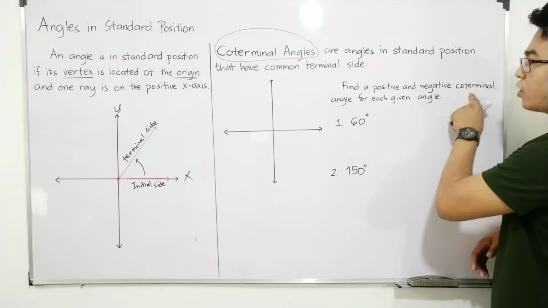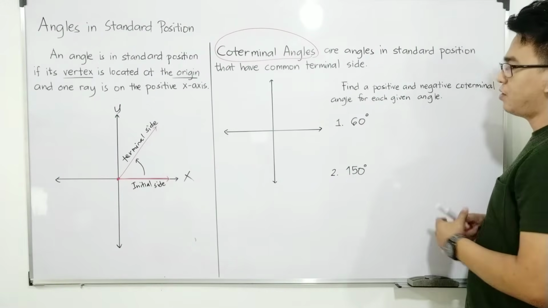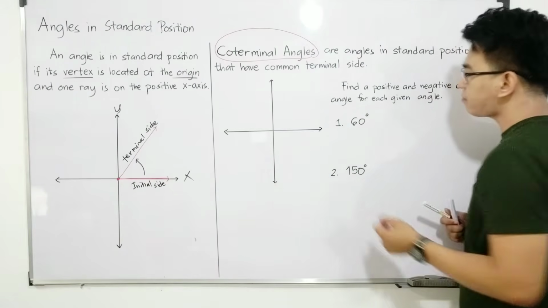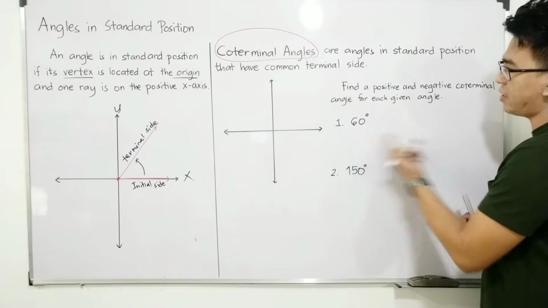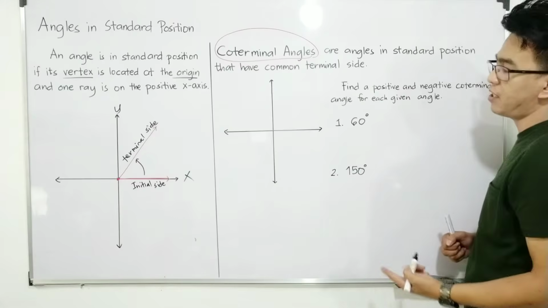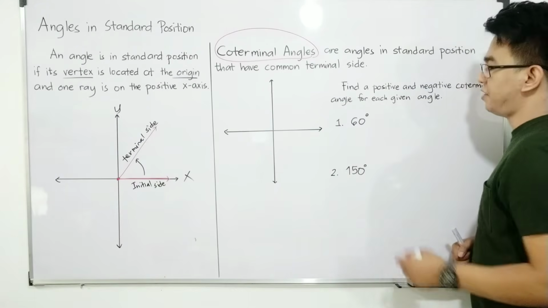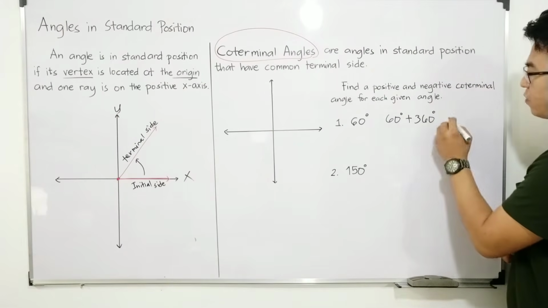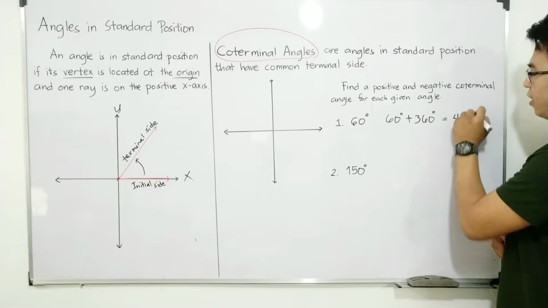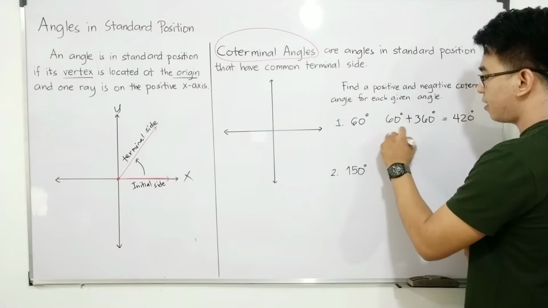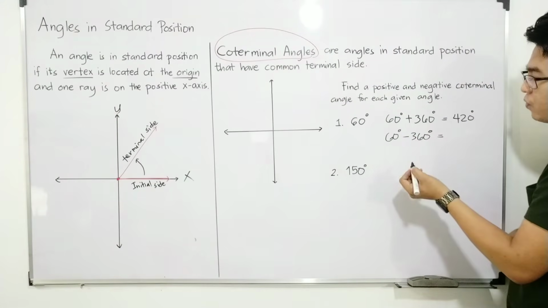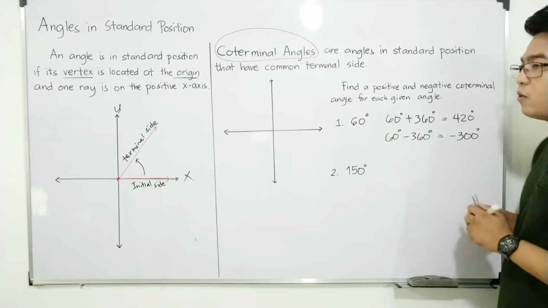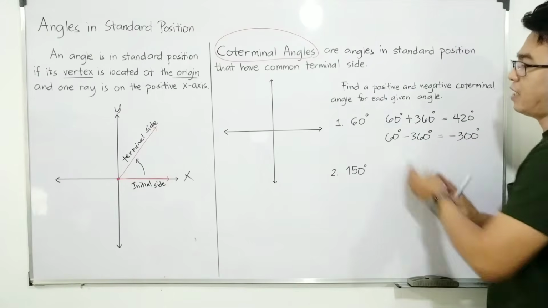Find a positive and negative coterminal angle for each given angle. So, how do we find a positive and negative coterminal angle for each given angle? We will come back to this later. To find a positive and negative coterminal angle, all you need to do is add and subtract 360 degrees from 60 degrees. The first one is 60 degrees plus 360 degrees, and the sum is 420 degrees. Subtracting 360 degrees from 60 degrees will give you negative 300 degrees. Now, these are what we consider the positive and negative coterminal angles of 60 degrees.